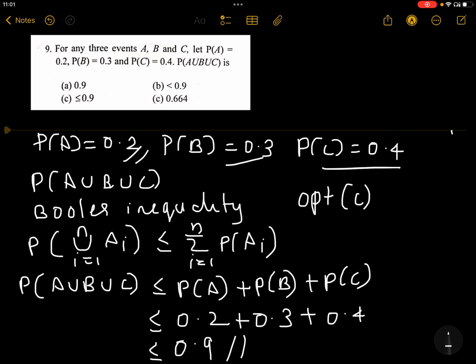Whenever a question gives only the individual probabilities and asks about the union of events, we use Boole's inequality.